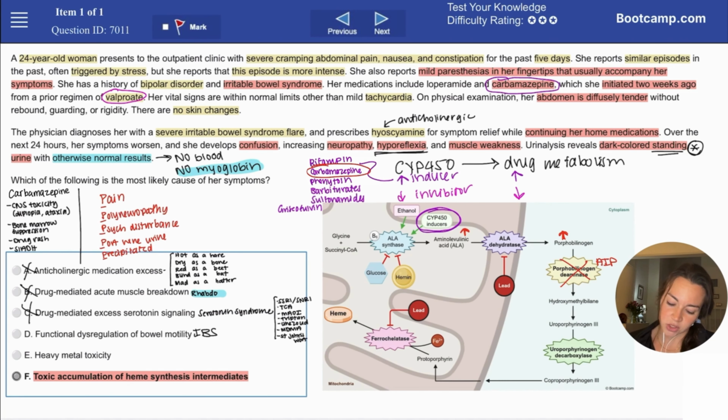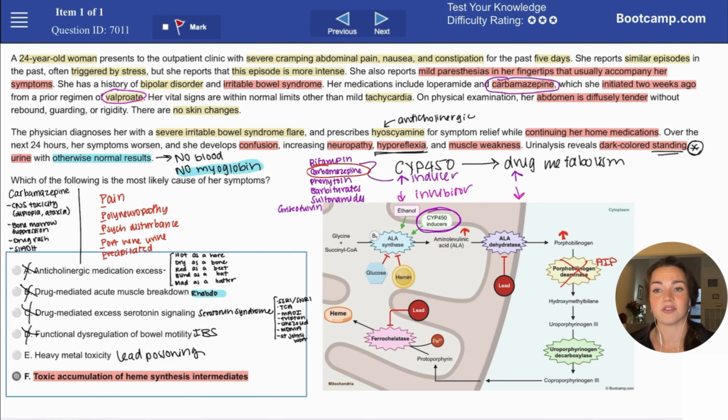Answer choice D, functional dysregulation of bowel motility. This is IBS. We debunked this already. I won't belabor this point. The neuropathy of her symptoms is uncommon, and that second part of the question, none of those symptoms are a normal sequela of IBS. This is out.